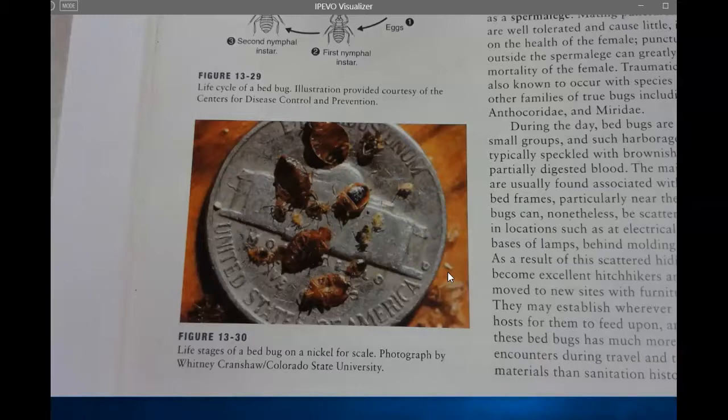Usually you'll see fecal spots of partially digested blood in the areas where they've been. They'll congregate during the day. Usually you're going to find them in the mattress and bed frames. It's hard to find them, but they can get into suitcases and other things, so they can be hitchhikers. They've moved all over the place, and you can take them home from hotels. So having bed bugs means that you've encountered them someplace and brought them home, rather than that you don't clean well.